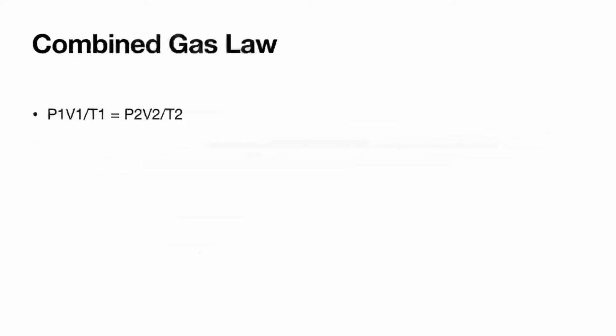So now we're moving into the combined gas law because we have those 3 basics for when it's a set pressure, a set temperature, or a set volume. So now if we're working with multiple gases, pressure 1 times volume 1 over temperature 1 equals pressure 2 times volume 2 over temperature 2. That is the equation for the combined gas law.